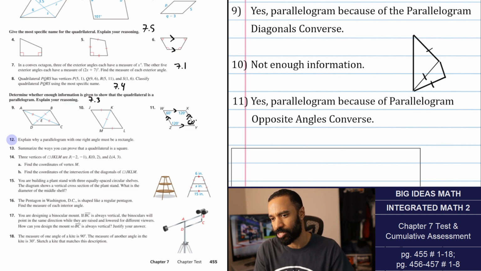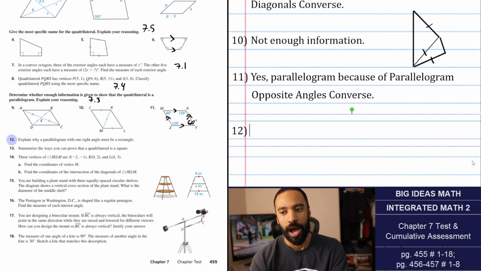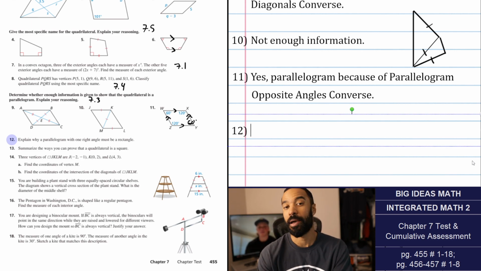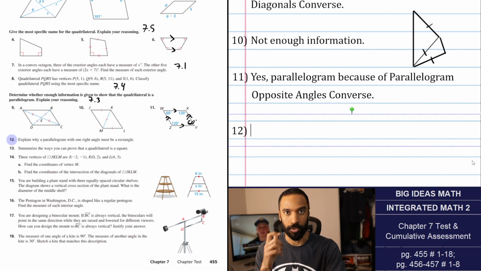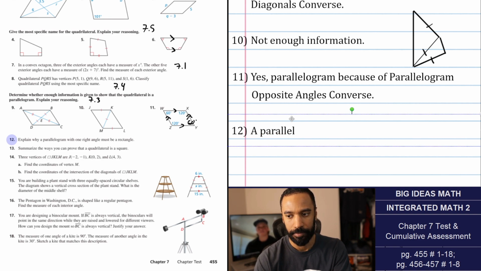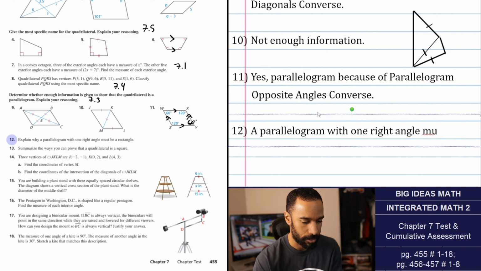Okay, number 12, explain why a parallelogram with one right angle must be a rectangle. I answered this in another review, probably the previous review. Why must this be a rectangle here with one right angle? Remember, they're not saying there is only one right angle, therefore it's how can we conclude all the others would be right angles?